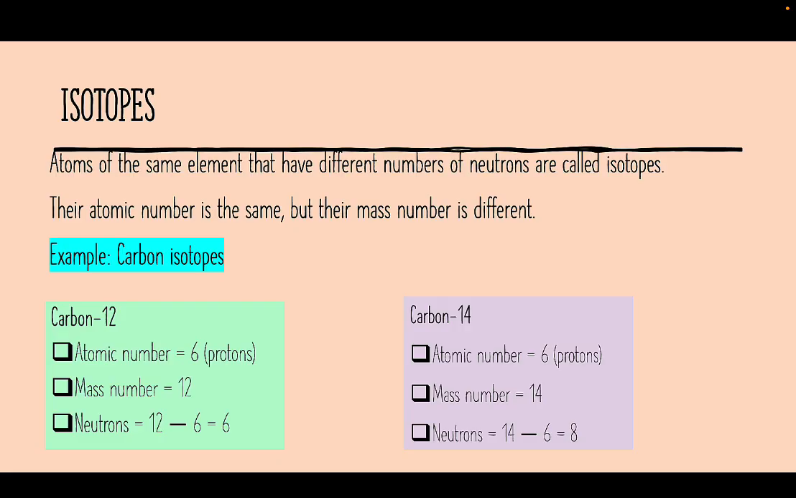Carbon-14, same thing, same carbon, same 6 protons, but now that we've said 14, its mass number is 14, and therefore there are 8 neutrons to go with. And if we think about carbon-12 versus carbon-14, the difference here is the nucleus, right?